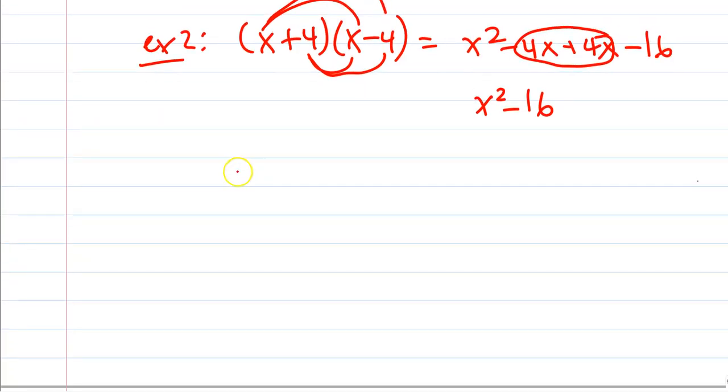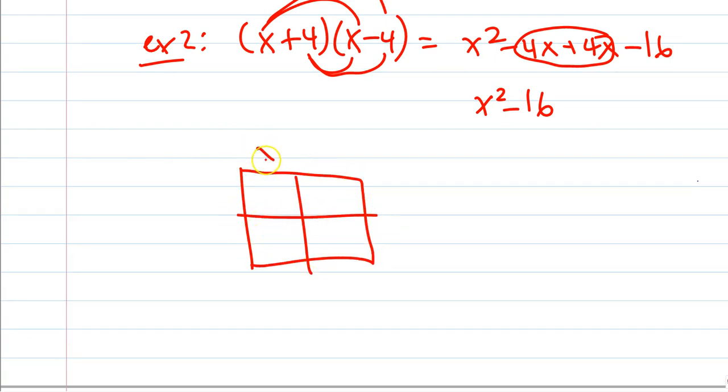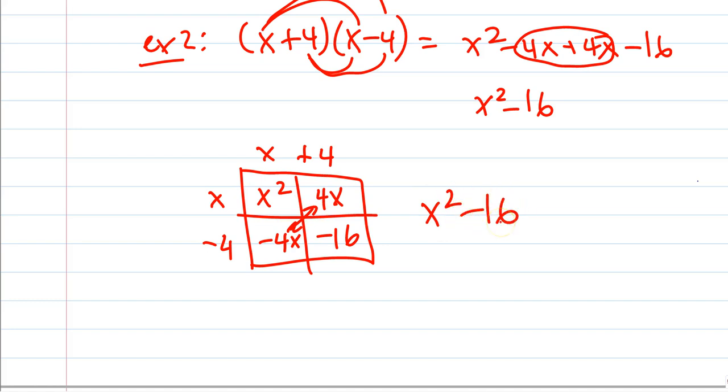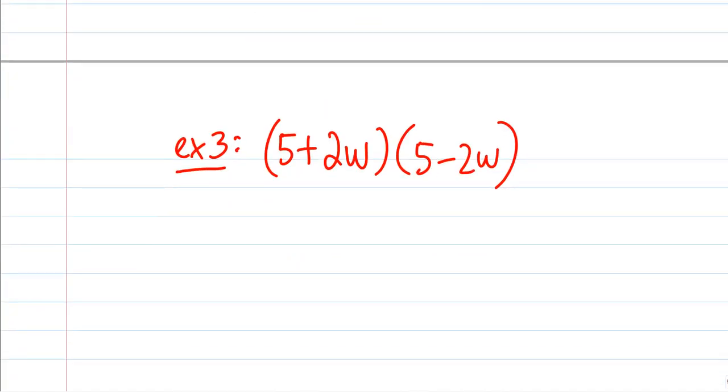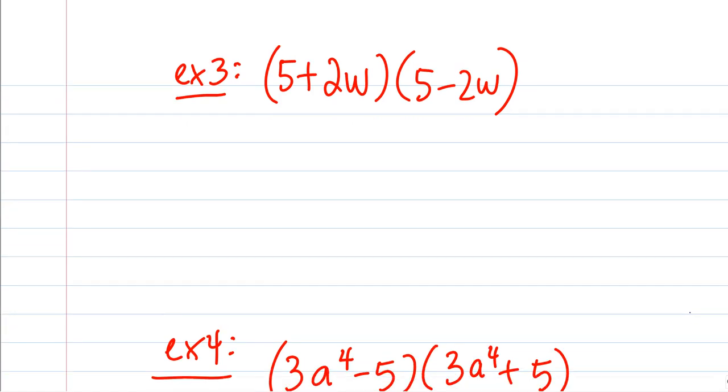We can look at this also with an area model. It's kind of fun. If I have x plus 4 and x minus 4, we have x and x, x and negative 4, 4 and x, and 4 and negative 4. And then these middle terms basically zero out, leaving us with just x squared minus 16. The next one is also in that pattern. It's 5 plus something and 5 minus the same thing. So it's a sum and difference, or a difference of squares.